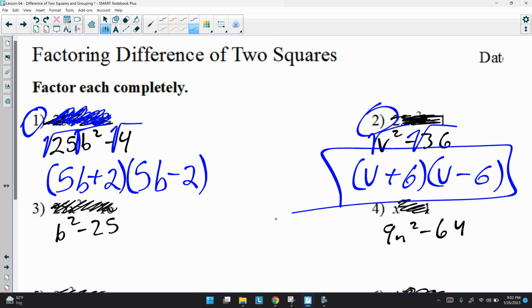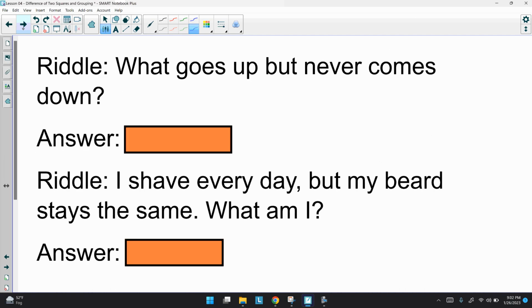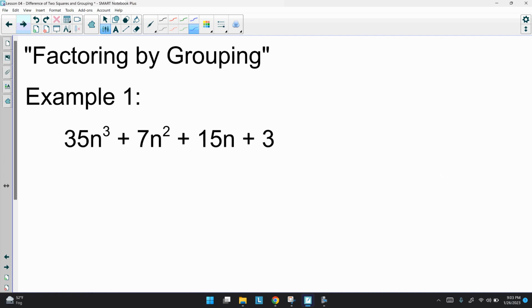Again, trying to make the video short. Now we did the riddles in class. Grouping, and just like it says, we're going to group a couple terms together and then pull out the greatest common factor. Okay?